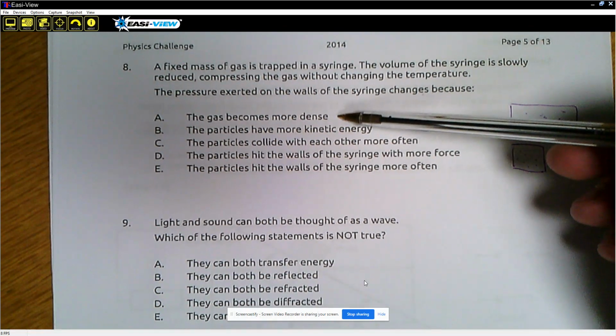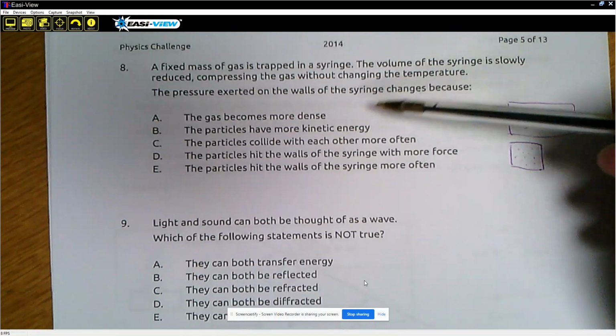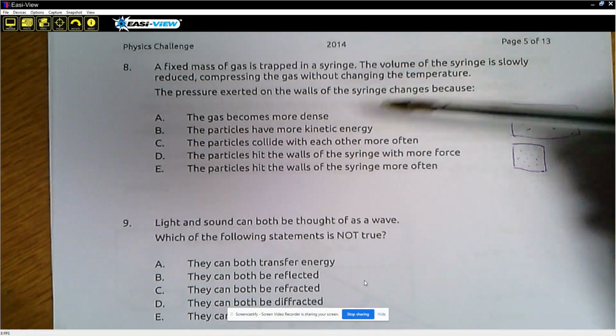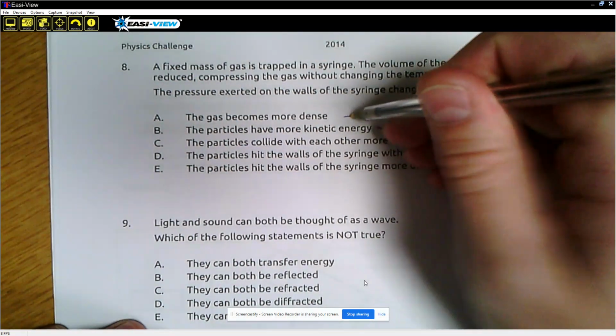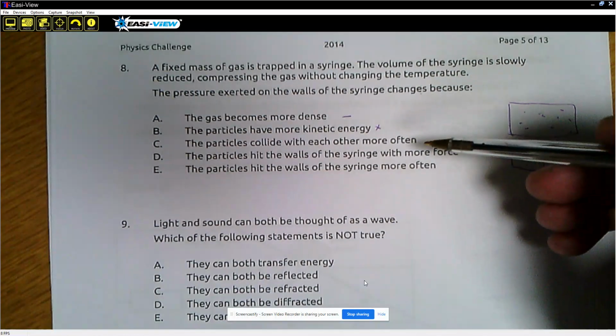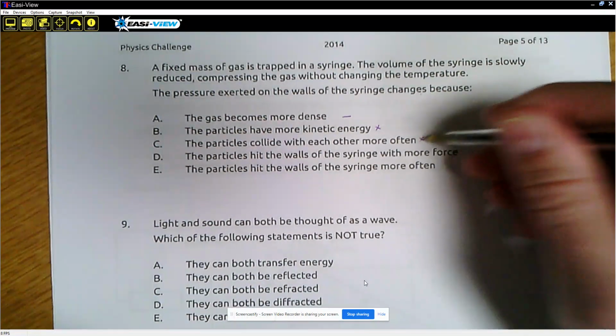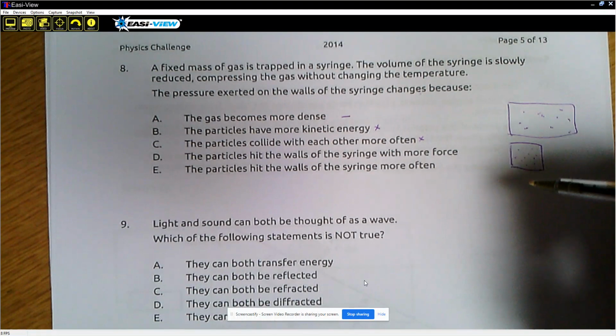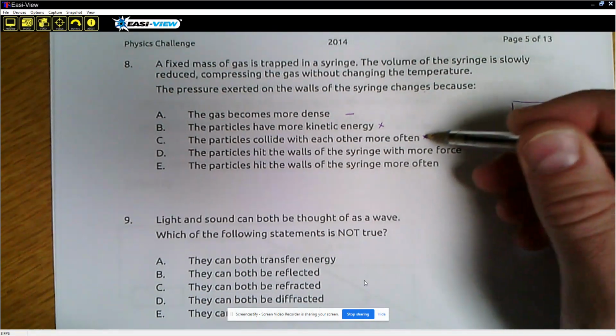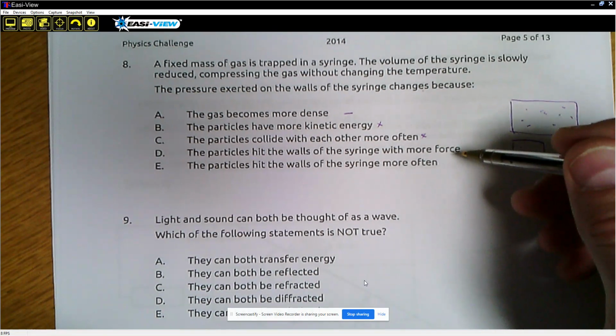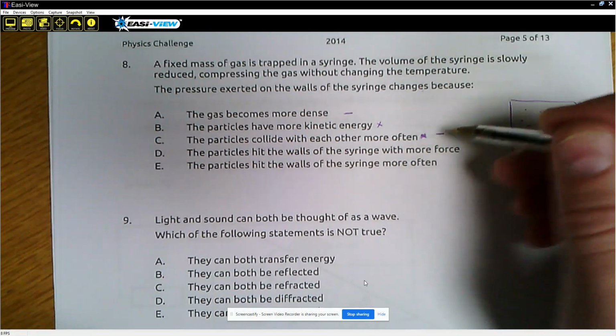The gas becomes more dense is true, but it doesn't tell you why the pressure increases. Particles have more kinetic energy is not true, so that's wrong. Particles collide with each other more often doesn't give you the pressure. It's particles colliding with the wall that gives you the pressure, although that is probably true. Particles hit the walls of the syringe, I'll leave that to be consistent.